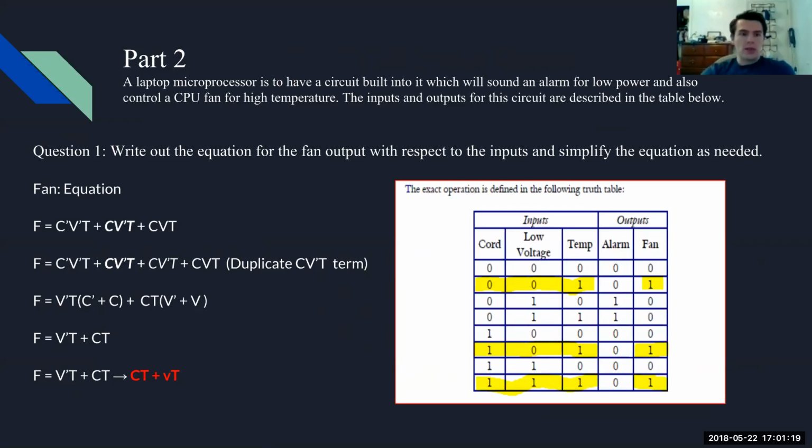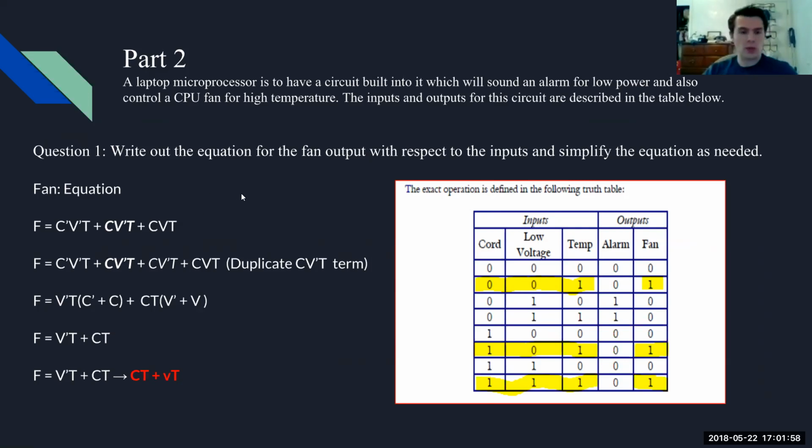So the second part of the lab, we were given a truth table for the laptop microprocessor for the alarm and fan circuits. We were given that truth table and told to write out the equation for the fan output and the alarm output. And here we see the equation for the fan output. The trick was to find the outputs of the fan that produced a 1 value, or a true value. And once we got that equation, as we can see on the left here, F equals not C and not V and T, or C and not V and T, or C and V and T.